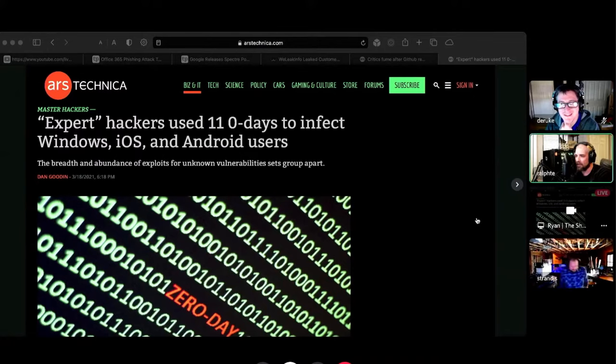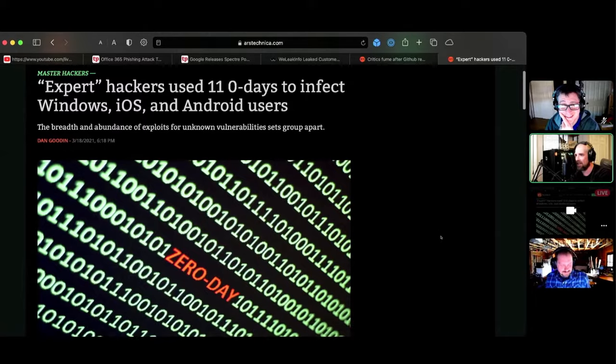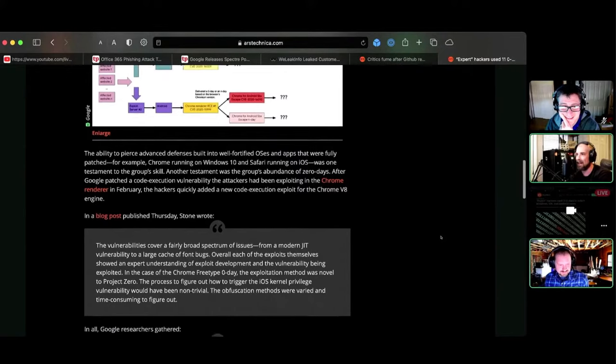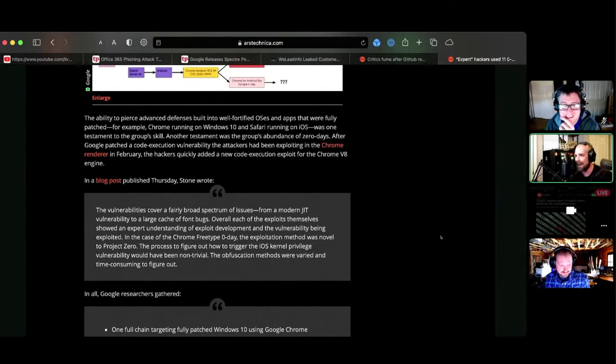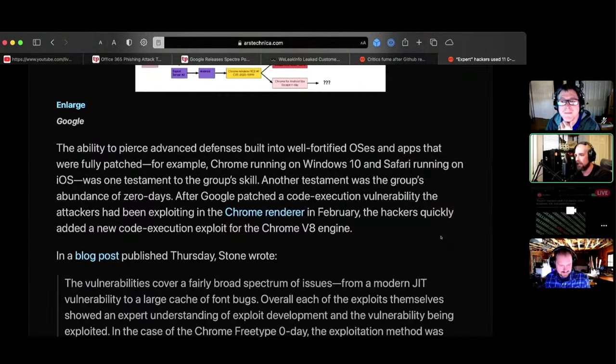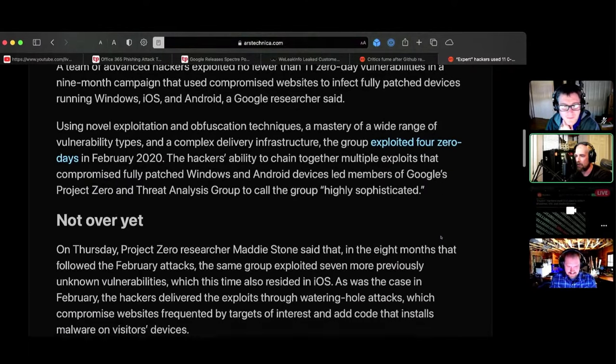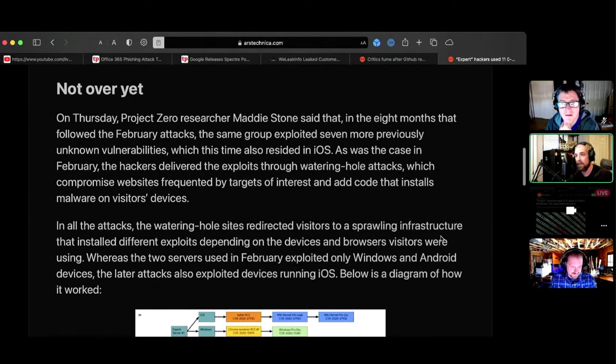So, all right. So we've got this expert hacker. You want to tell us a little bit about this story? Yeah, I mean, so essentially, advanced hackers exploited no fewer than 11 zero-day vulnerabilities in a nine-month campaign. Okay, and I think this comes out from Project Zero as well, if I'm not mistaken. And it's ridiculous how many varying exploits they were using, and all different kinds of attack paths.